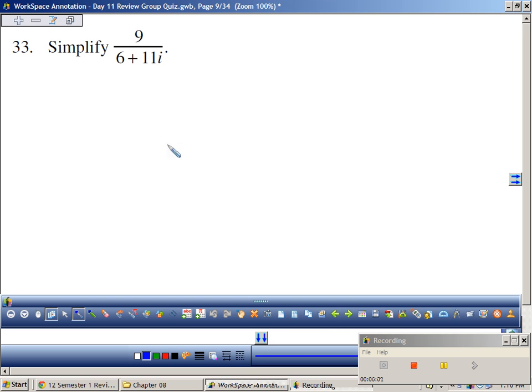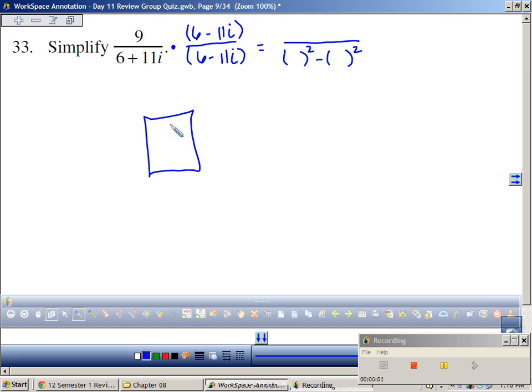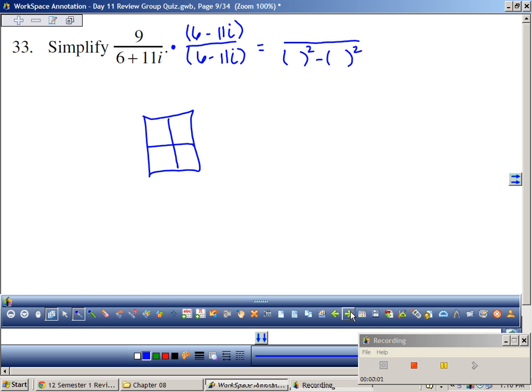Simplify. What do I need to do to simplify this? Conjugate. Good. 6 minus 11i. 6 minus 11i gives us what? Why do we do that? Difference of two squares. Good job. All right, and if you don't like doing it that way, what other strategy could I use? I could use an area model. Right? Okay, moving on.